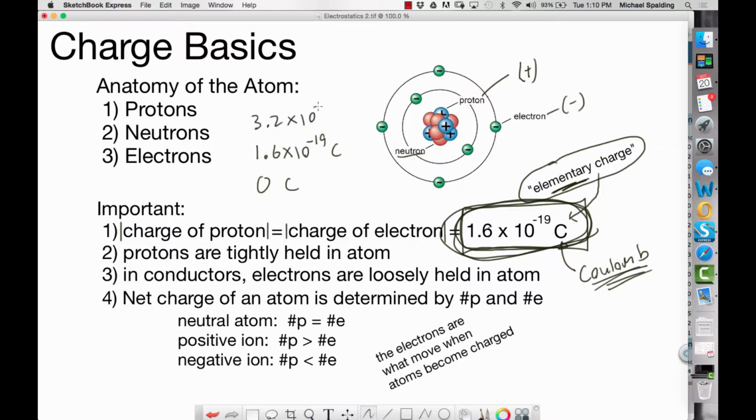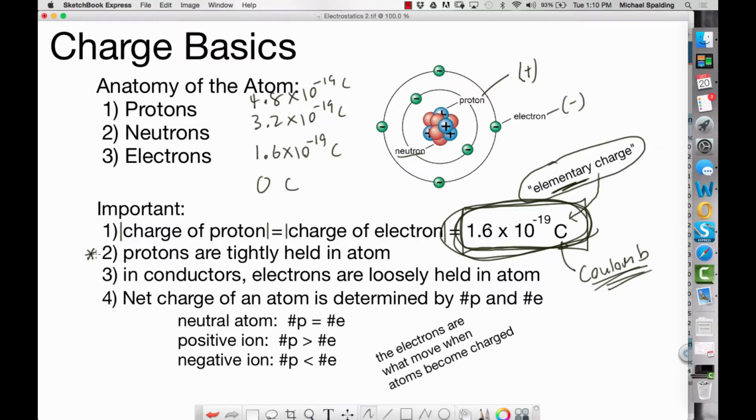3.2 times 10 to the negative 19 coulombs. The next biggest, 4.8 times 10 to the negative 19 coulombs, like that. Nothing in between, right? It comes in units of that value. Okay, second thing to know.